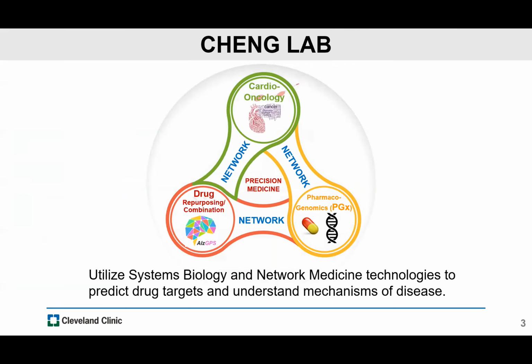Let me come back to my lab. At Cleveland Clinic, we use systems biology and network medicine technology to predict drug targets and understand mechanisms of human disease. For example, we work on cardio-oncology, trying to predict cardiotoxicity for cancer patients during cancer treatment. We also work on pharmacogenomic studies, especially cancer pharmacogenomics. But today I'm going to share our recent story on how we use network medicine and AI methodology for drug repositioning or drug combination design, using COVID-19 as an example.